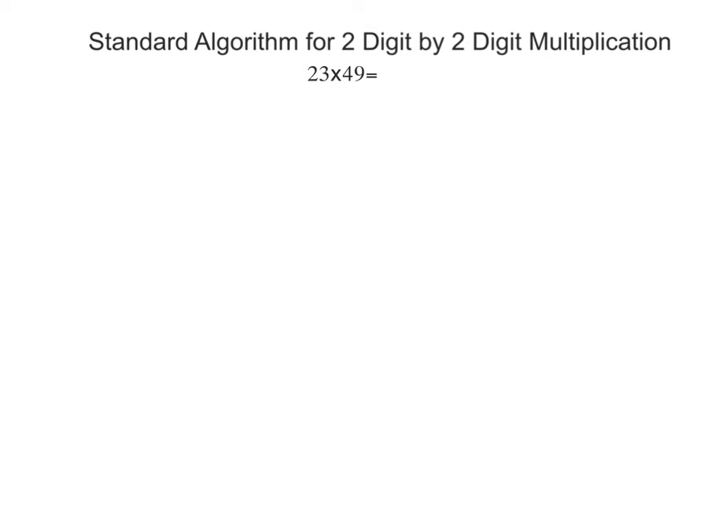This video is going to show you how to do standard algorithm for 2-digit by 2-digit multiplication. My problem is 23 times 49. Since I'm doing standard algorithm, the first step I'm going to do is to rewrite my problem vertically. So 23 times 49, I'm rewriting it vertically.